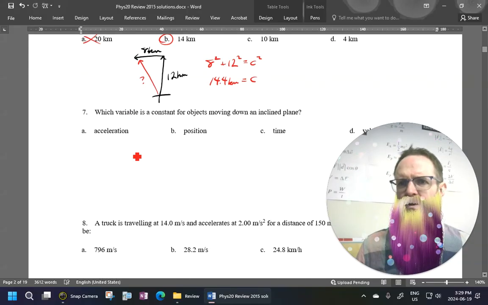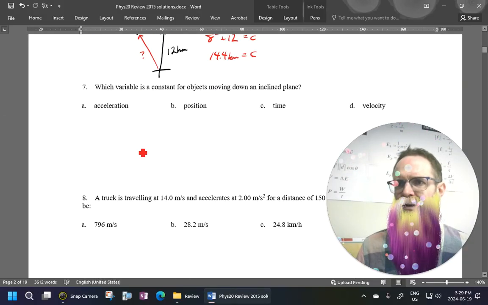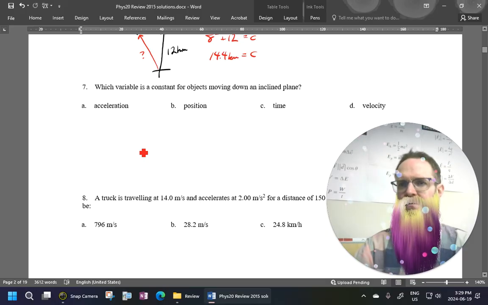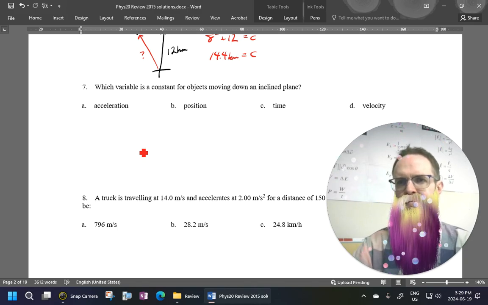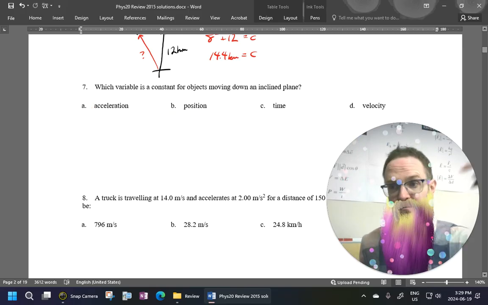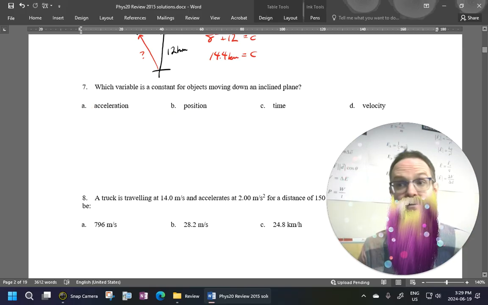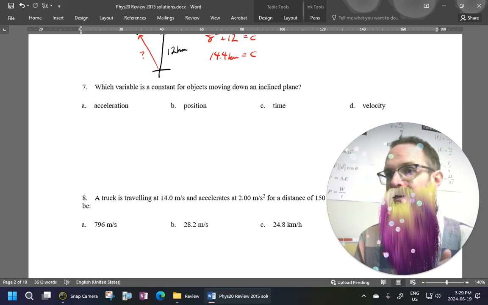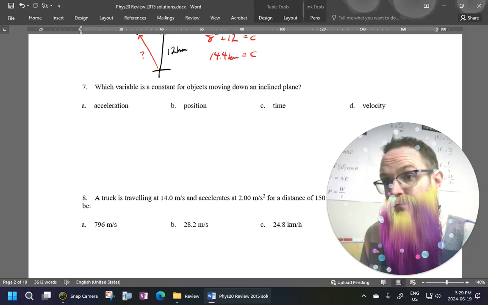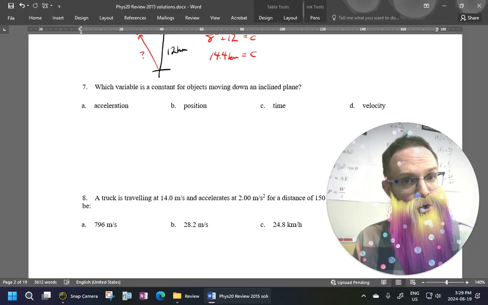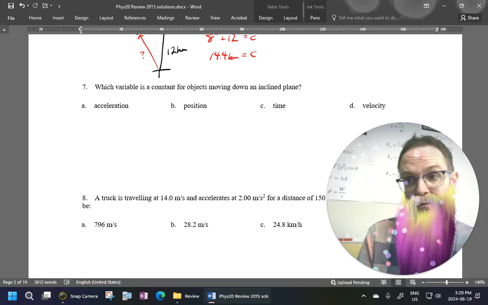Okay. Which variable is constant for an object moving down an incline? Acceleration. Position's going to change because they're moving downwards. That makes sense. The velocity could be changing, it might be constant, we don't know. It doesn't specify in the question that it's moving down an inclined plane with uniform motion. So we don't know if the acceleration is 0, but it could be.